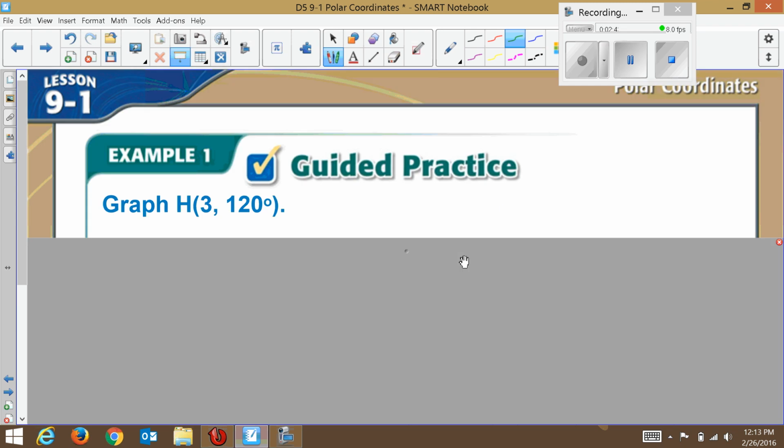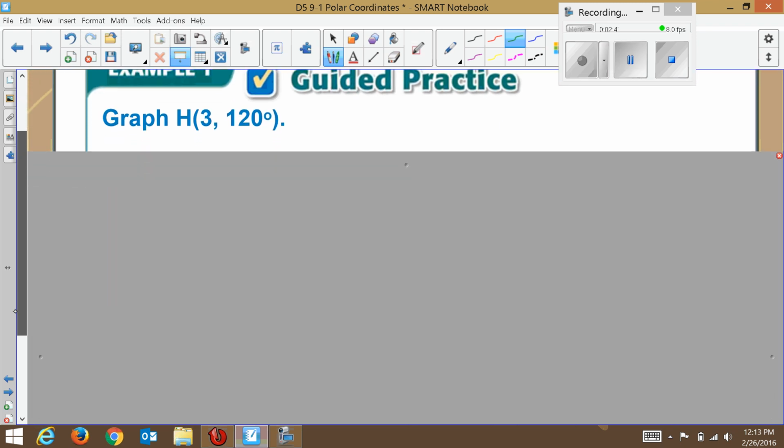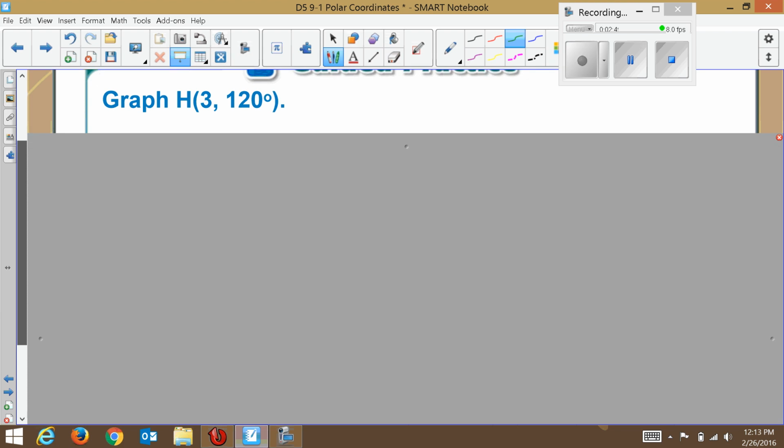Here's one for you to try. I'll let you graph it and then find your right location. You can now pause it and then come up with your solution.